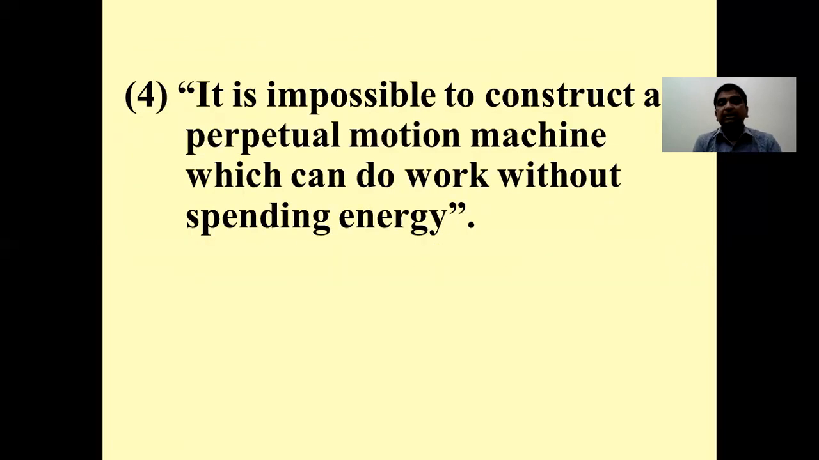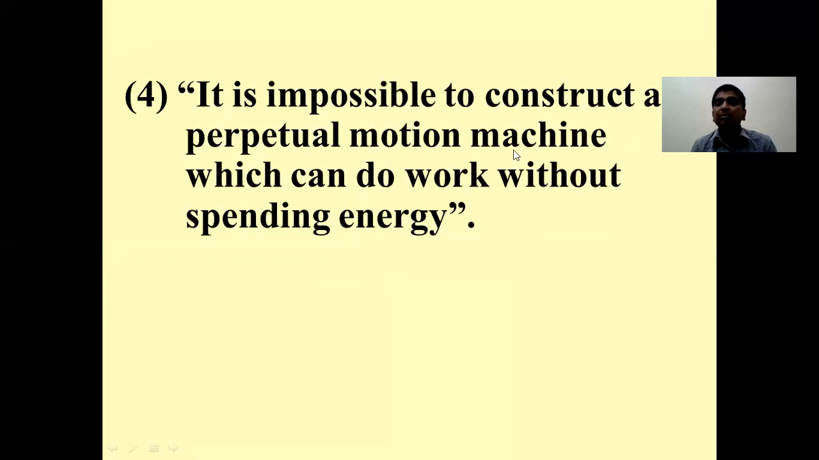Now, the next statement of the first law of thermodynamics is that it is impossible to construct a perpetual motion machine which can do work without spending energy. It means, in order to do some work, we need dissipation of some kind of energy. We need use of some kind of energy. So the first law can also be stated as: it is impossible to construct a self-perpetual machine which can do work without spending energy.